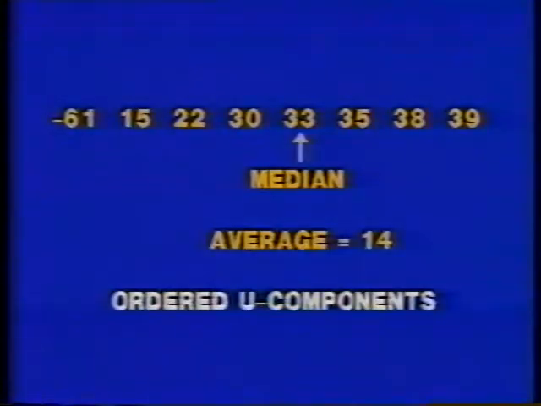Why do we use the median rather than an average? The median is not affected by a few outliers or extreme values, whereas an average can be adversely affected by a single outlier. Use of the median rather than the average thus prevents unchecked bad data from causing rejection of good data. For the case illustrated here, the outlier causes the average of the U components to be 14 knots, while the median, 33 knots, is still representative of the group.